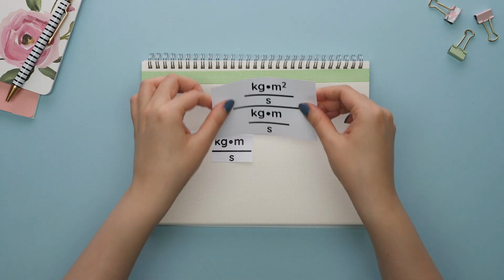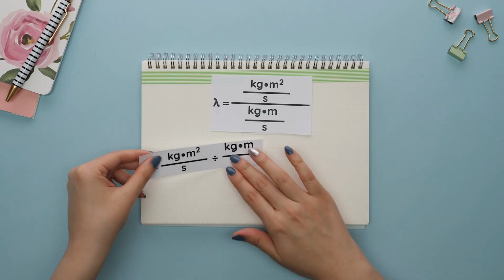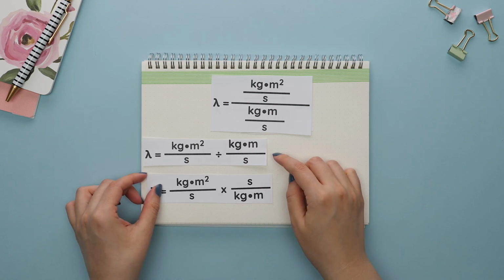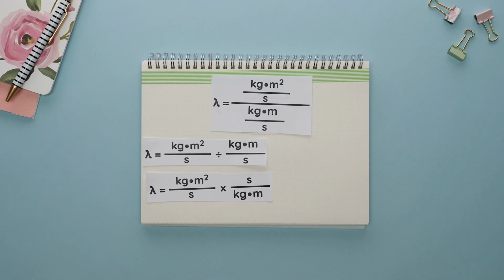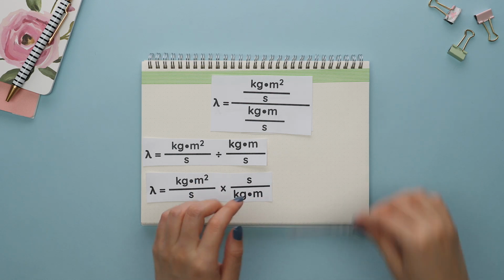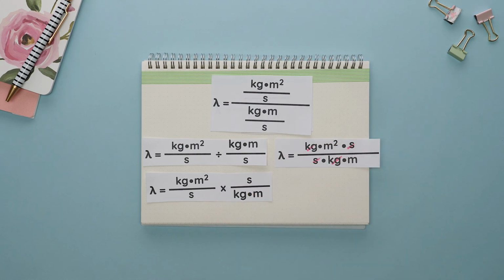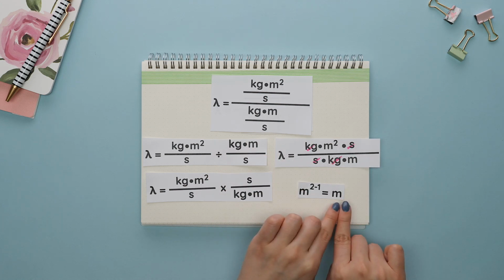for the overall fraction. We are dividing fractions now, so we will separate this into two separate fractions. Remember that when dividing fractions, we are actually multiplying by the reciprocal of the second fraction. Multiply straight across to get this. We can cancel out the kilograms and seconds. We can also subtract the meters to leave us with the final unit of just meter.